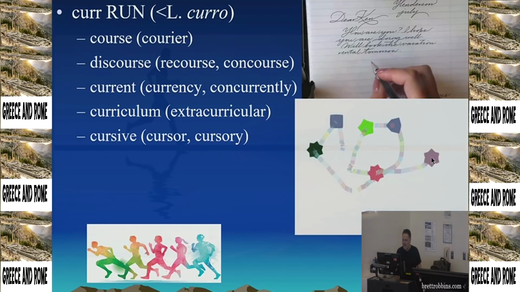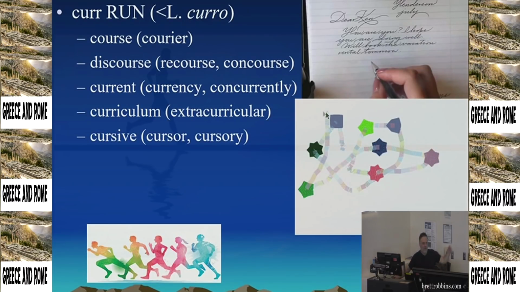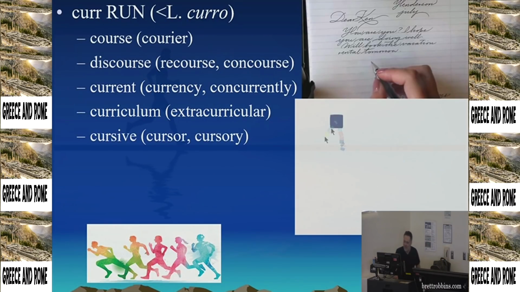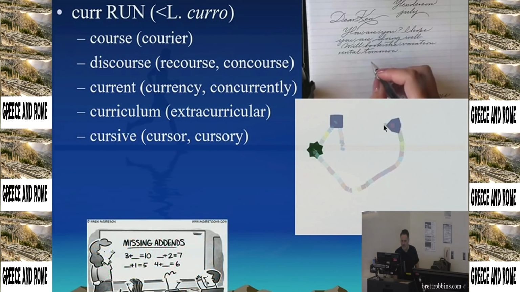Cursor runs around the screen. Okay? So when you write cursive, you run the pen, or the pen runs across the page. When you use a cursor, it's running along the screen, all over the screen, all over the monitor. And the word cursory is also related to running. It has to do with something done really quickly and superficially.